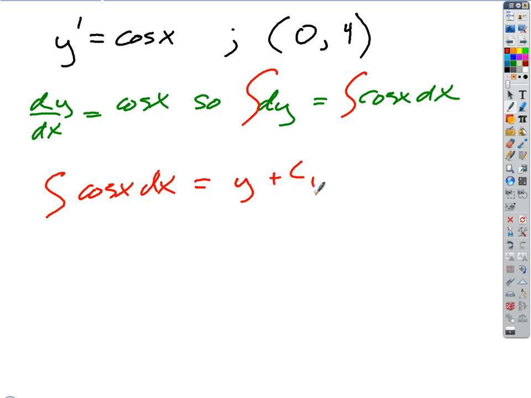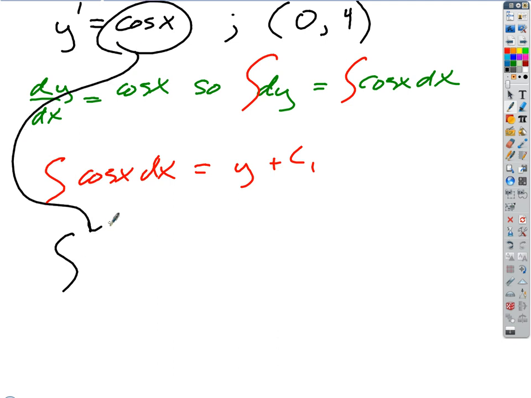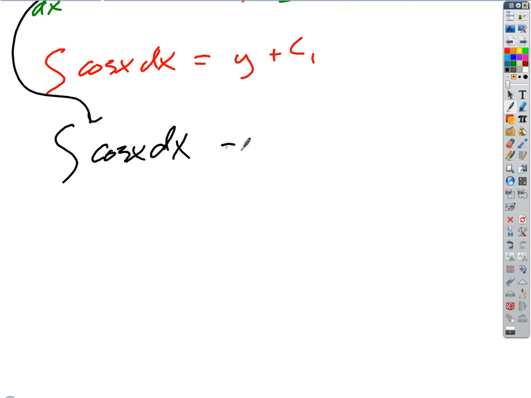But you guys see that you can probably go to that a lot quicker, right? If I want to find the function whose derivative is cosine x, then you know that goes in the integrand. So we're really just doing the antiderivative of cosine x dx, right? Okay, and what's that give us for an answer? Sine x plus c, right?